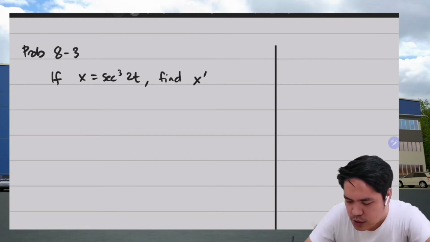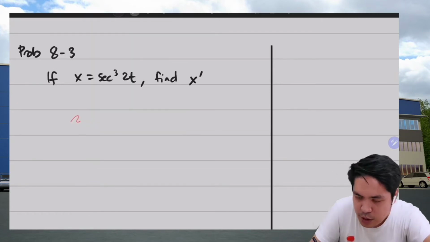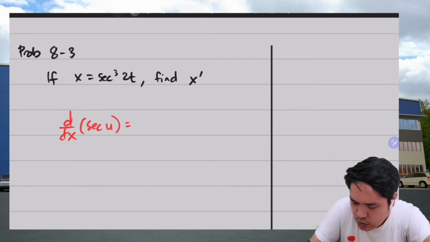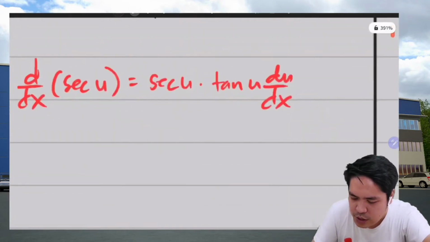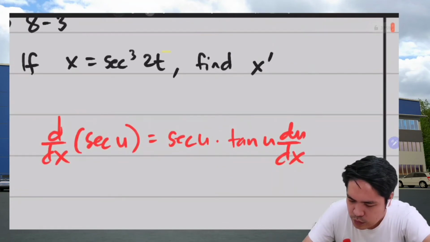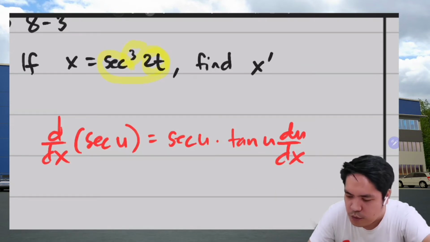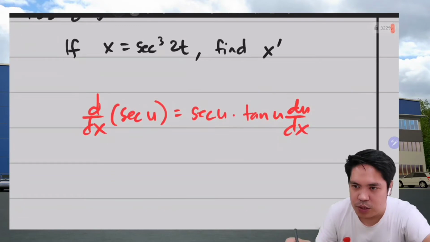If x is equal to secant cubed of 2t, find x prime. So we know that the derivative of secant u is equal to secant u times tangent u times du over dx. But in this case, our u is 2t, but our secant is raised to 3. So therefore, we need to apply the chain rule here. Right? So we'll start with the general power rule.